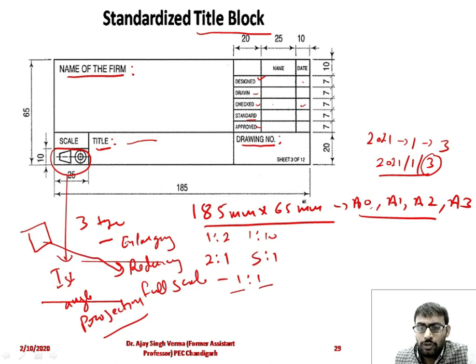So in the title block, all this information is available on your drawing sheets. And this has a dimension of 185 by 65 mm. This is the standardization for the A0, A1, A2 and A3 sheets.